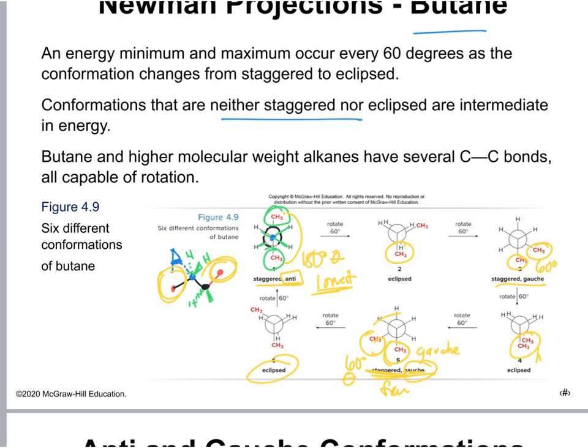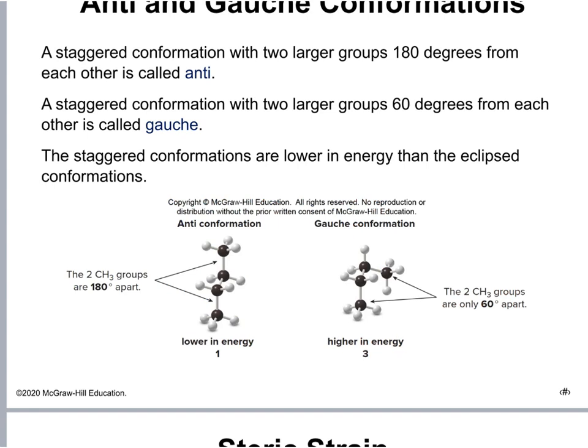This is probably your highest energy, right? Because it's eclipsed, but it's the bigger groups that are eclipsed. And then it goes through gauche, and then it goes through eclipse. So your lowest energy is going to be this anti-staggered, and then your highest energy is going to be this eclipsed. And so a lot of times what you need to be able to do is draw an energy diagram.